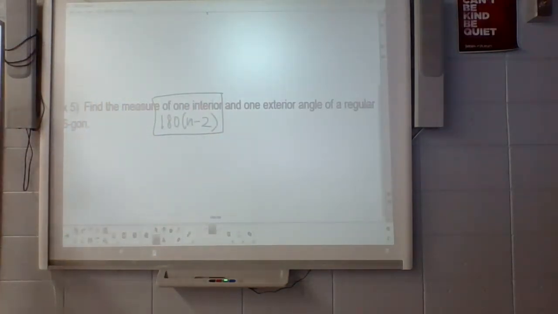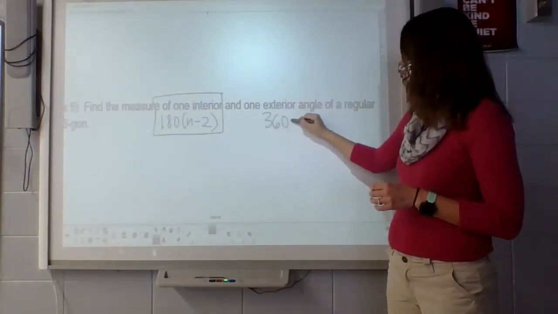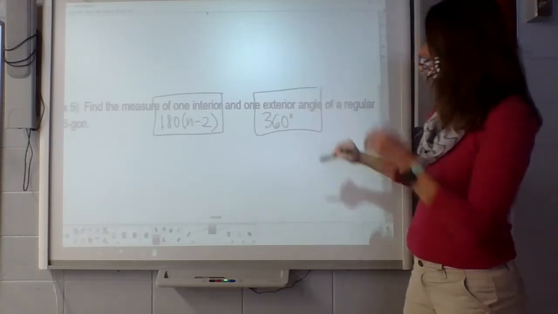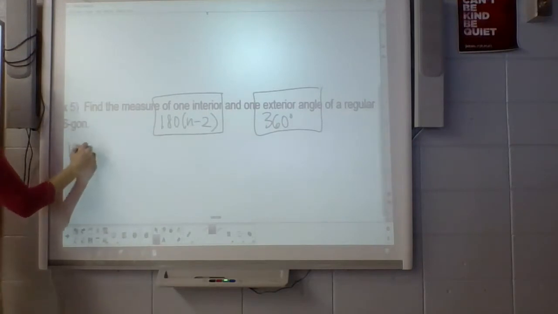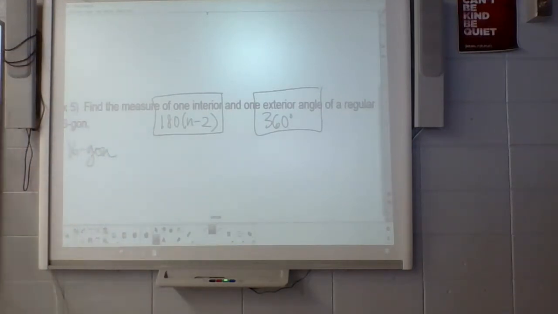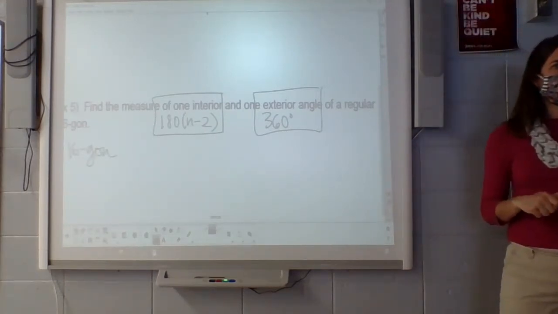What do we know about the exterior angle? It equals 360. And does it say a 16-gon over there? So they want the measure of one interior angle and one exterior angle of a regular 16-gon. Do you guys remember what regular means? It's like our perfect version of that 16-gon. It means all the sides and angles are equal. So how do we figure out the measure of one of the angles?